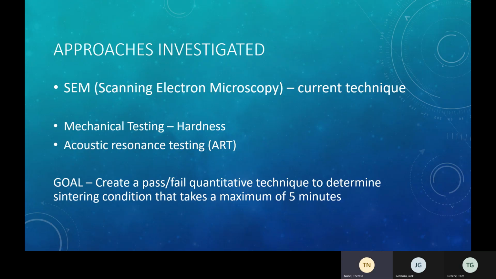Our approaches investigated include scanning electron microscopy, which is the current technique used by Mott Corporation in determining sintering condition. This, however, is a qualitative approach that takes up to 60 minutes to complete. This team is investigating hardness testing and acoustic resonance testing as alternate methods. The goal is to create a pass-fail quantitative technique to determine sintering condition that takes a maximum of 5 minutes.